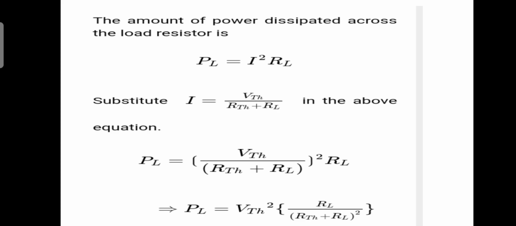The amount of power dissipated across the load resistor is PL equal to I square RL. Substitute I equal to Vth by Rth plus RL in the above equation. We get PL equal to Vth by Rth plus RL whole square into RL. Then we get PL equal to Vth square into RL by Rth plus RL whole square.